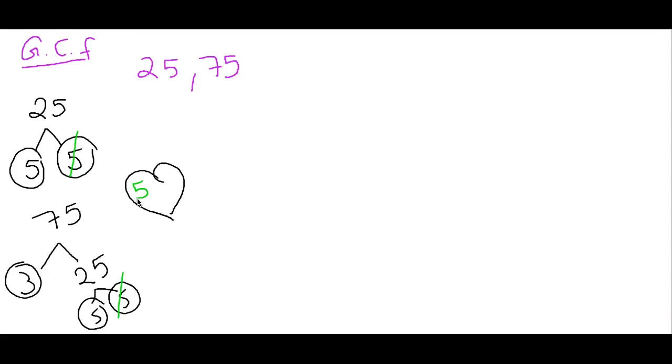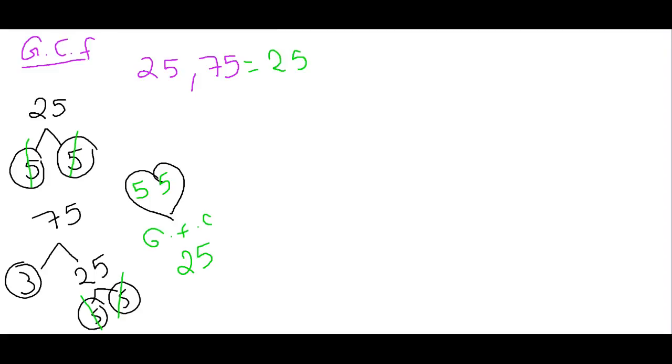Now, anything else in common? This 5 is also common. Now, what is the product of what's inside the heart? 5 and 5, which is 25. So the greatest common factor is 25. Now, let's go back. Okay, 25. That's the original number.